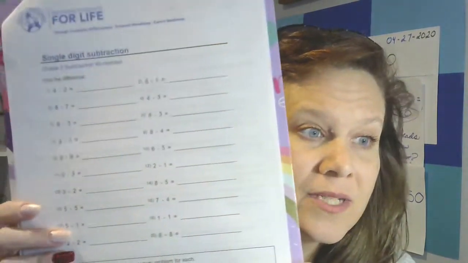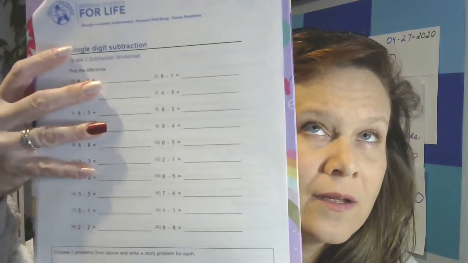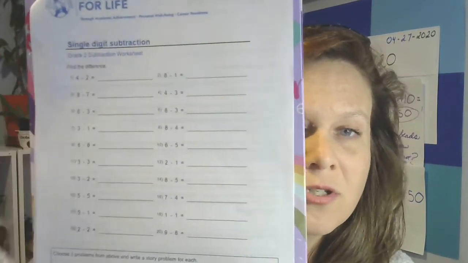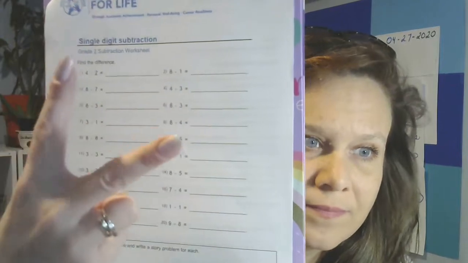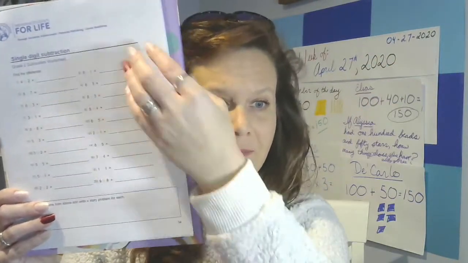Maybe you are going to count backwards. 4 take away 2. 4, 3, 2. 2. Maybe you count up. You start with the smaller number: 2, 3, 4. 2. Maybe you draw a number line. Maybe you use objects and cross them out. Your strategy is up to you. It doesn't matter. It has a bunch of them because that's probably pretty quick work for you. Do all 20 problems.